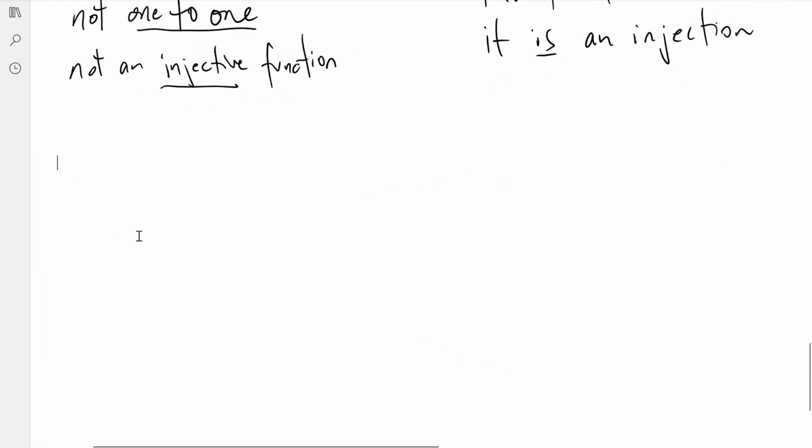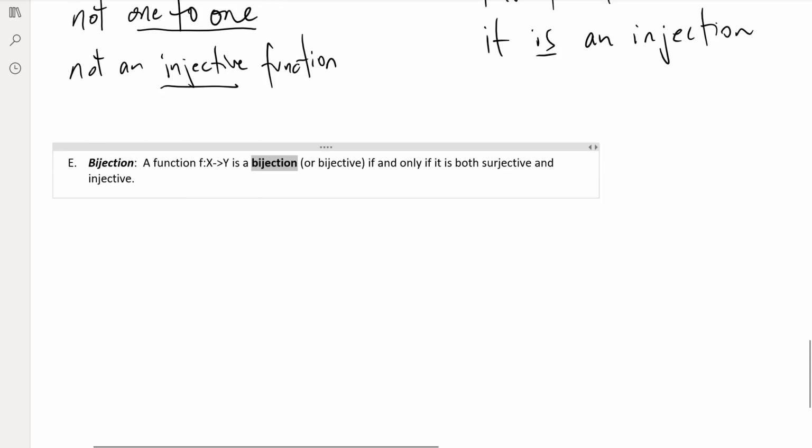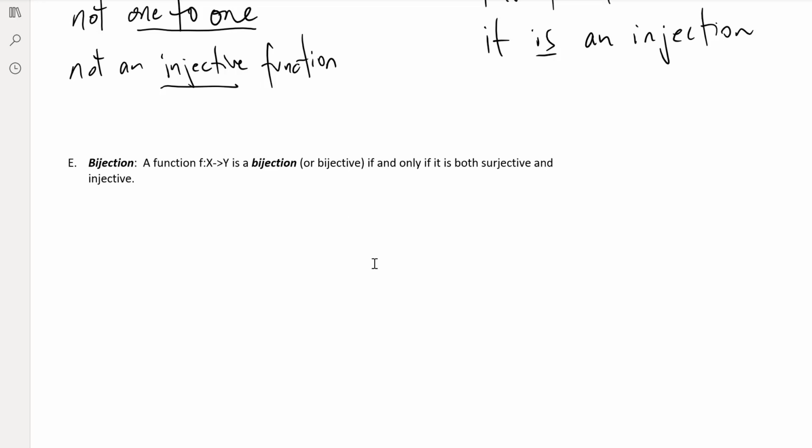Let's move to our next definition, a bijection. A function from x to y is a bijection, or a bijective function, if and only if it is both surjective and injective.